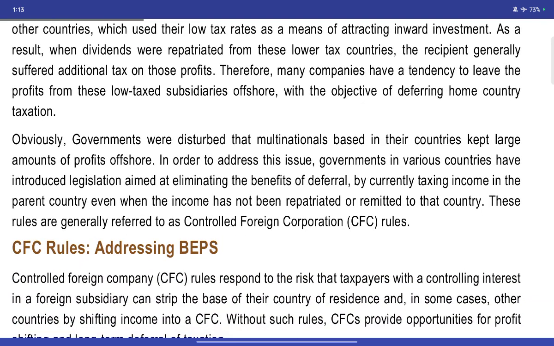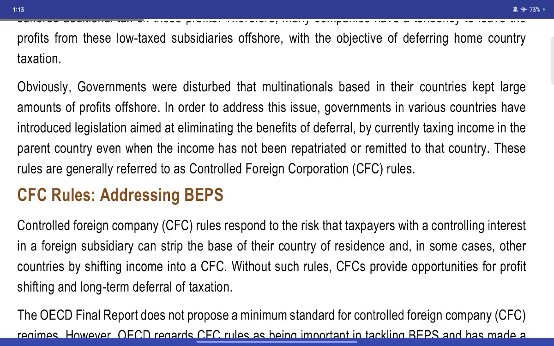Obviously, governments discovered that multinationals in many countries kept large amounts of profit offshore. In order to address this issue, governments of various countries have introduced legislation aimed at eliminating the benefit of deferral by currently taxing income in the parent country even when the income has not been repatriated. These rules are generally referred to as controlled foreign corporation rules.